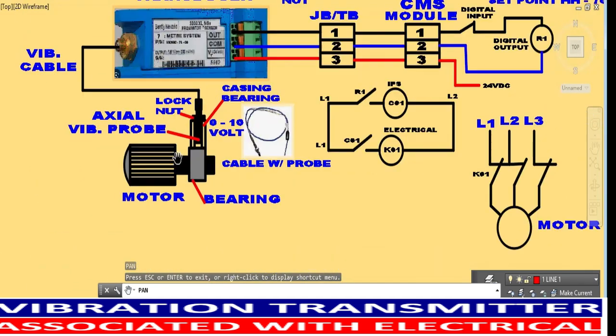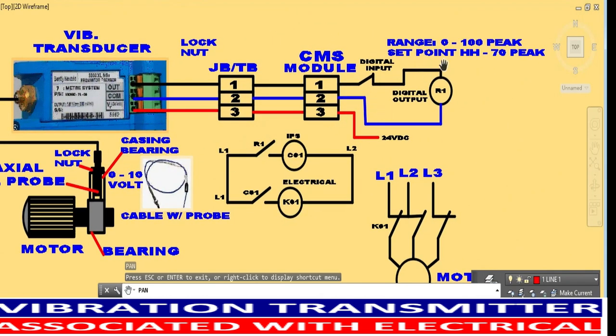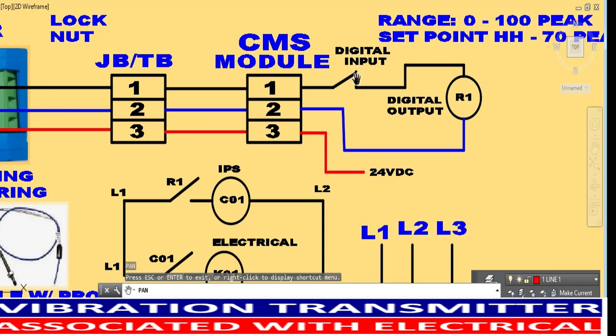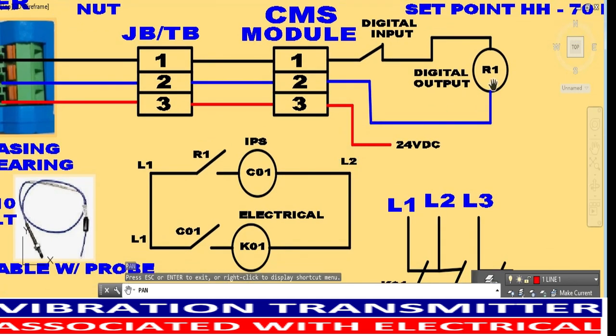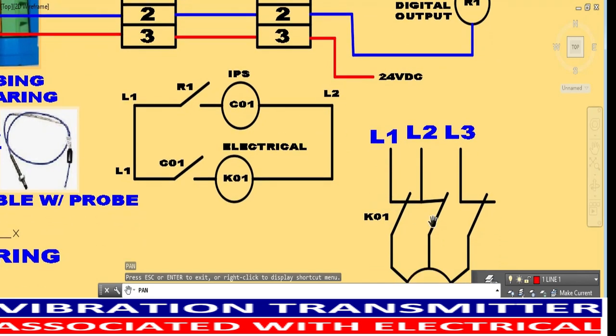As I said, this vibration probe range is 0 to 100 feet. The high set point will trip at 70 feet. Once the vibration rises above 70 feet, this contact will open. Once this contact opens, R1 will be de-energized. Once R1 is de-energized, this contact goes back to normal, will open, and de-energize these two coils, and then open the contacts of the motor.